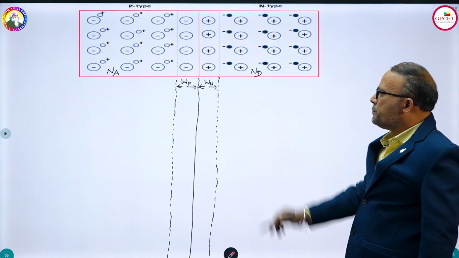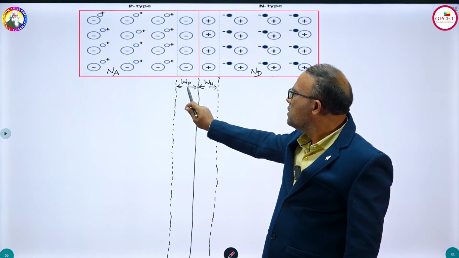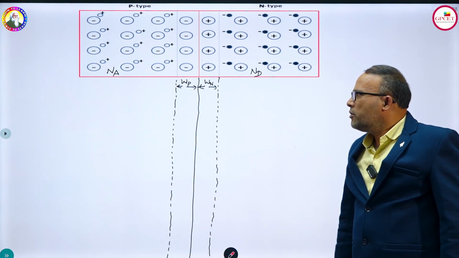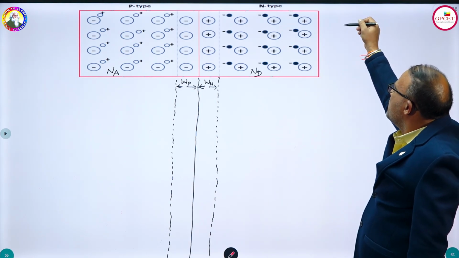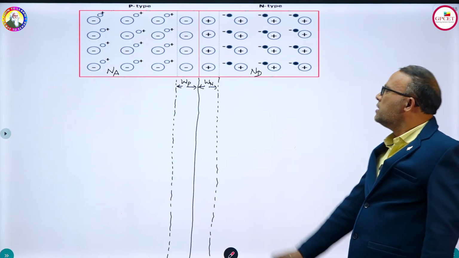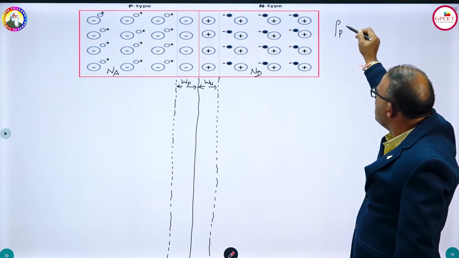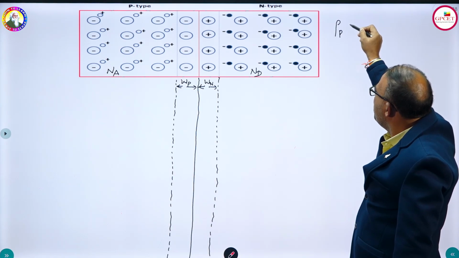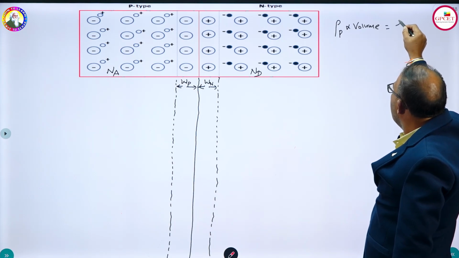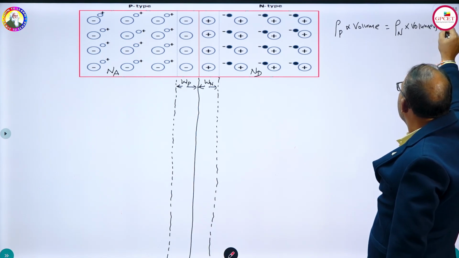The acceptor concentration is Na and the width of the depletion region on the p side is Wp; on the n side the width is Wn and the donor concentration is Nd. Now I can write this as: at equilibrium, at a constant temperature, the charge density in the p-type semiconductor times the volume of the p-type semiconductor is equal to the charge density of the n-type semiconductor times the volume of the n-type semiconductor.